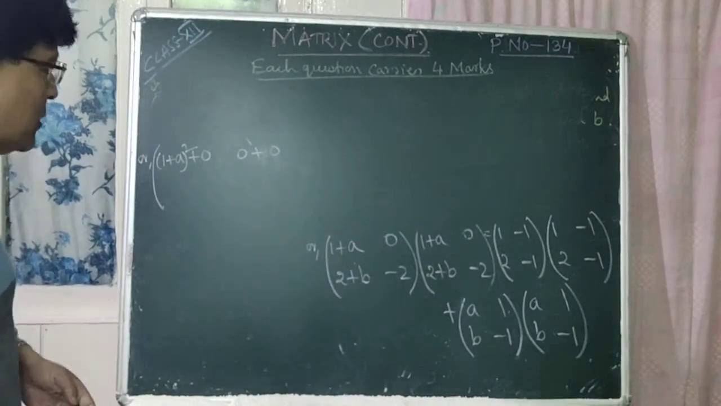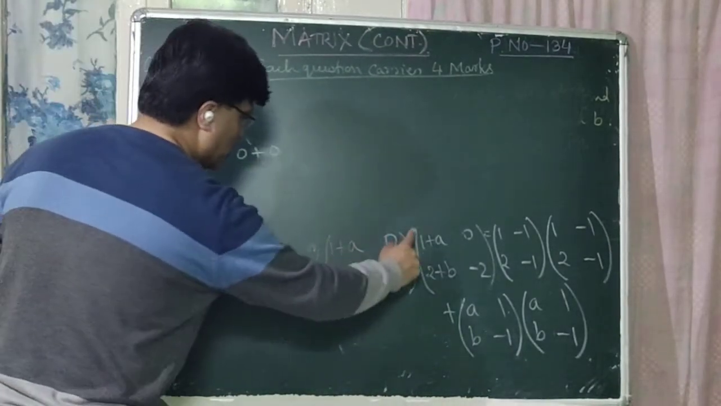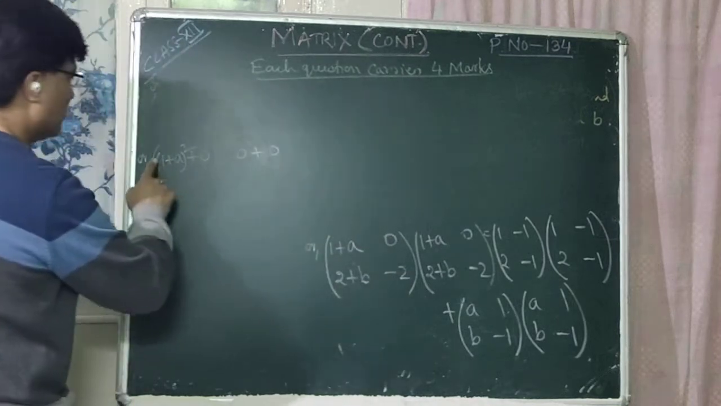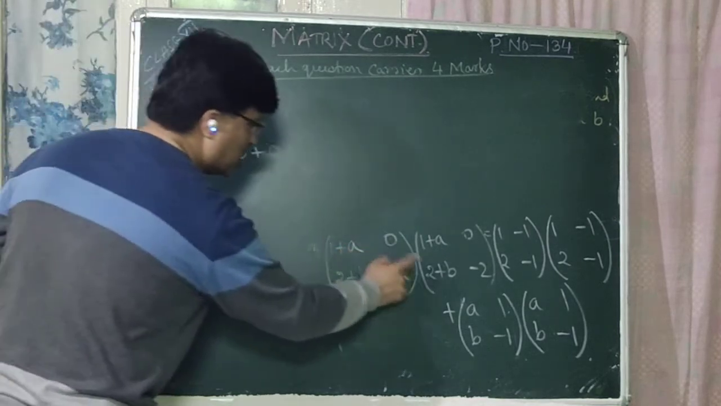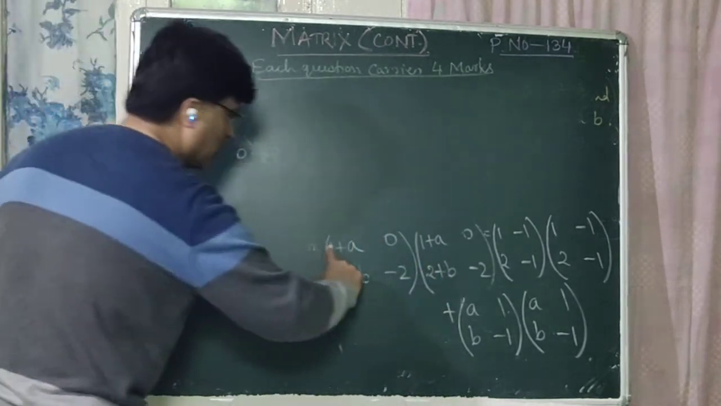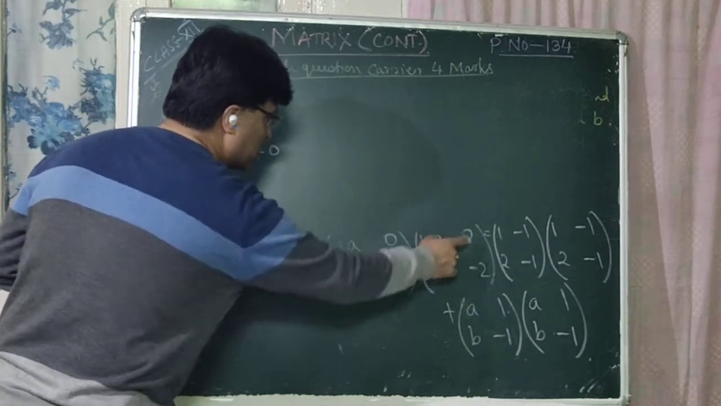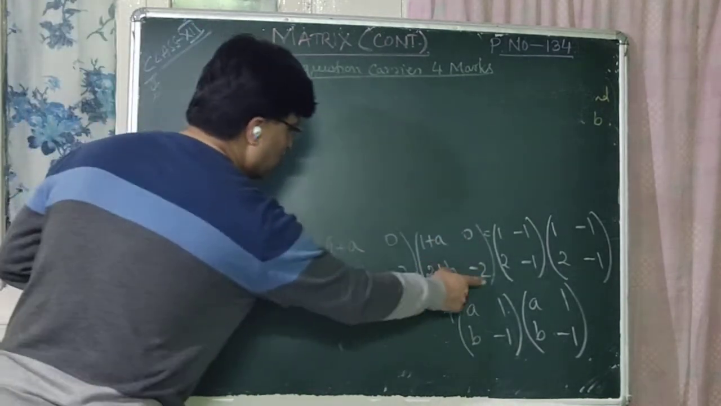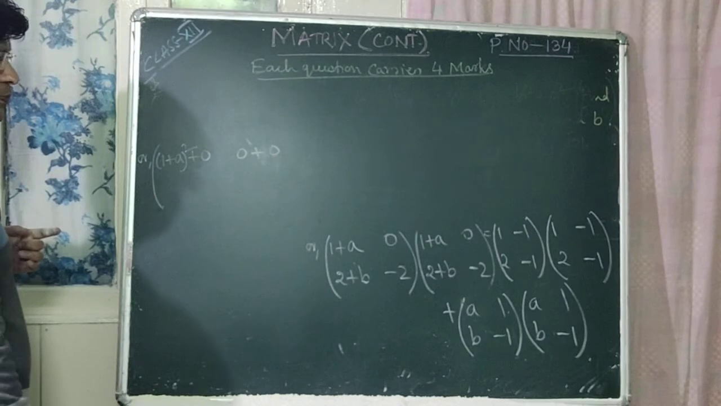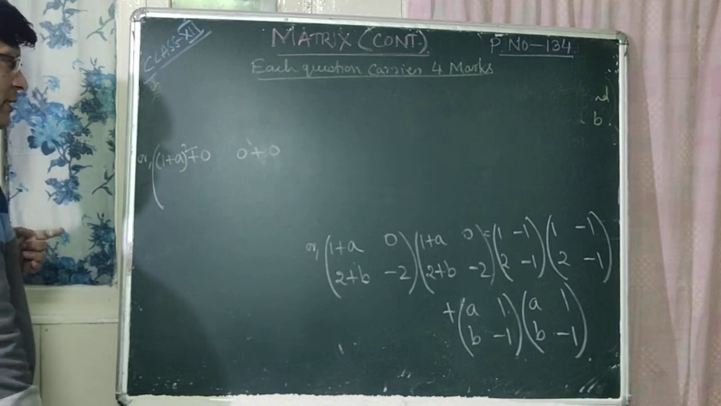So I think you have understood it. That is first row by first column, 1 plus A into 1 plus A, 1 plus A whole square, plus 0 into 2 plus B, that is 0. Again, first row by second column: 1 plus A into 0 is 0, plus 0 minus 2 is 0. Alright. Is that clear now?